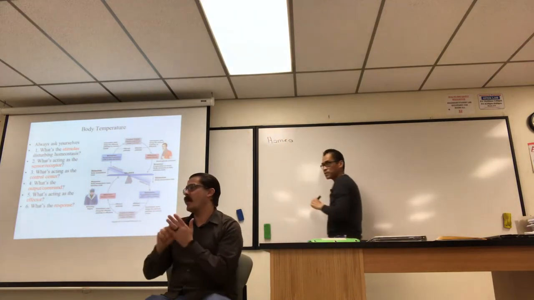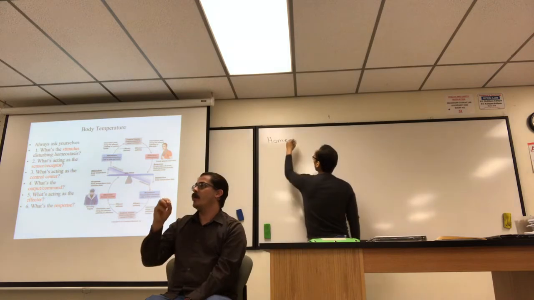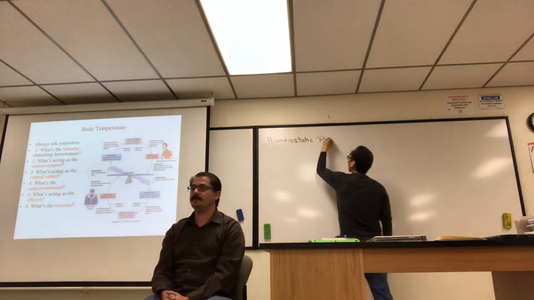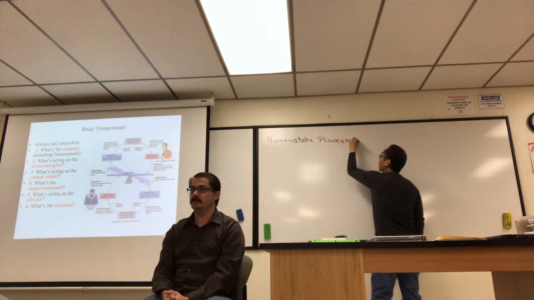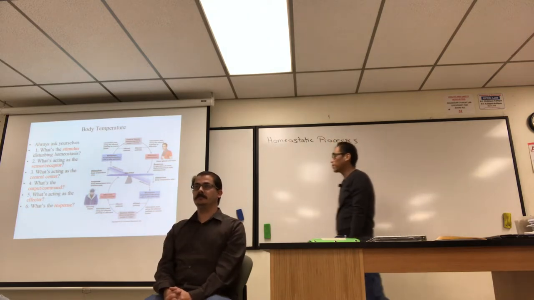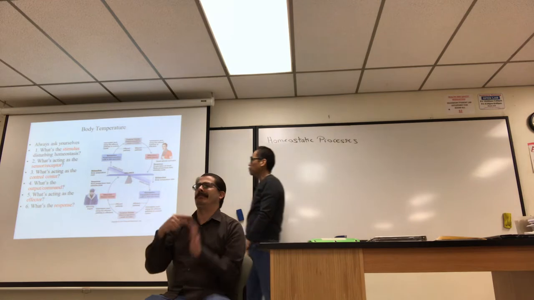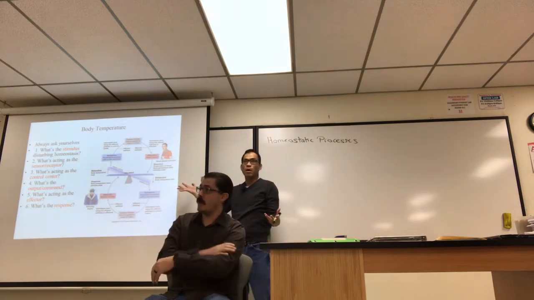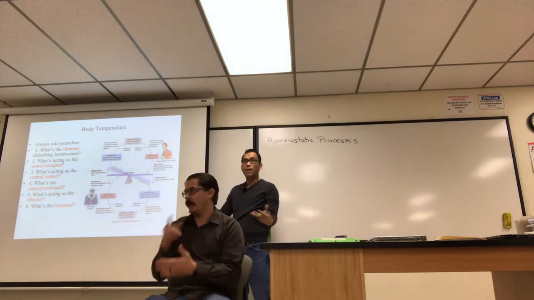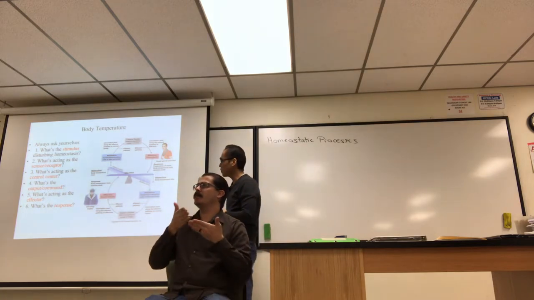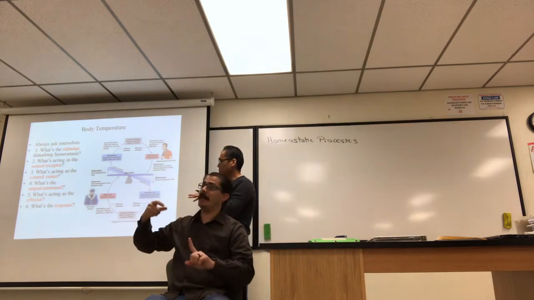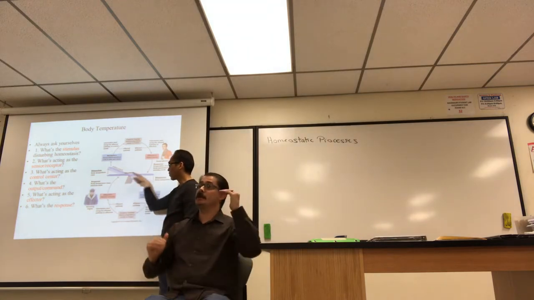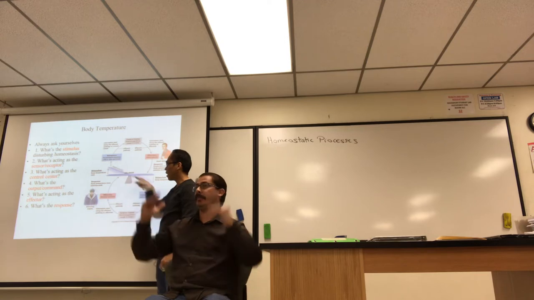Call it homeostatic processes. They give an example of body temperature. Could be anything. Could be blood pressure. Could be blood sugar. Could be anything. The body has a way to react to external stimuli and maintain some kind of balance. I like how they use the teeter-totter thing, because you can have an imbalance too high or too low.